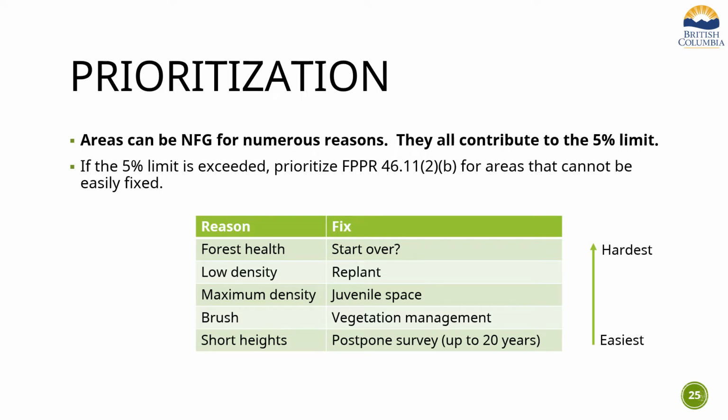You would want to address the short heights and brush because they are relatively easy fixes and save 46.112B for the root rot area where it would be very difficult and costly to remedy at this late stage. So in this example, due to the other factors, you would not be able to retain a stratifiable broadleaf patch. Given you cannot always use 46.112 to retain broadleaf trees, when you can, do it.